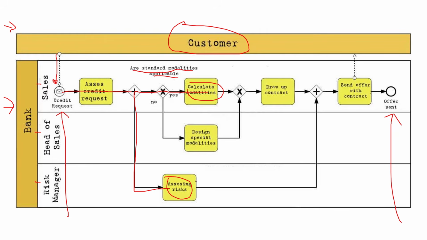All right, now these things are not in sync, so one could be faster than the other. Let's say assessing risk is much faster, and for calculating modalities, we need some days. So the process is still in here. Here's one token waiting in the parallel gateway. And as soon as we are done here, we draw up a contract. And as soon as this is done, both tokens are synced again, and only then we send out an offer with a contract to the customer. And we end the process right here, right?